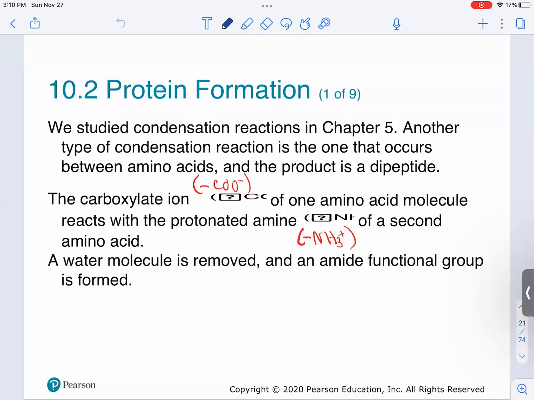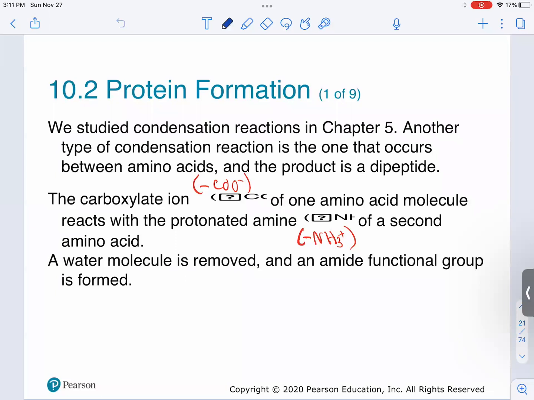So now we're on 10.2 and 10.3 in this video. We're talking about the formation of proteins. So we're building our proteins from amino acids. These big polymers of amino acids can be big. They're going to be more than 50 amino acids if they're a protein.